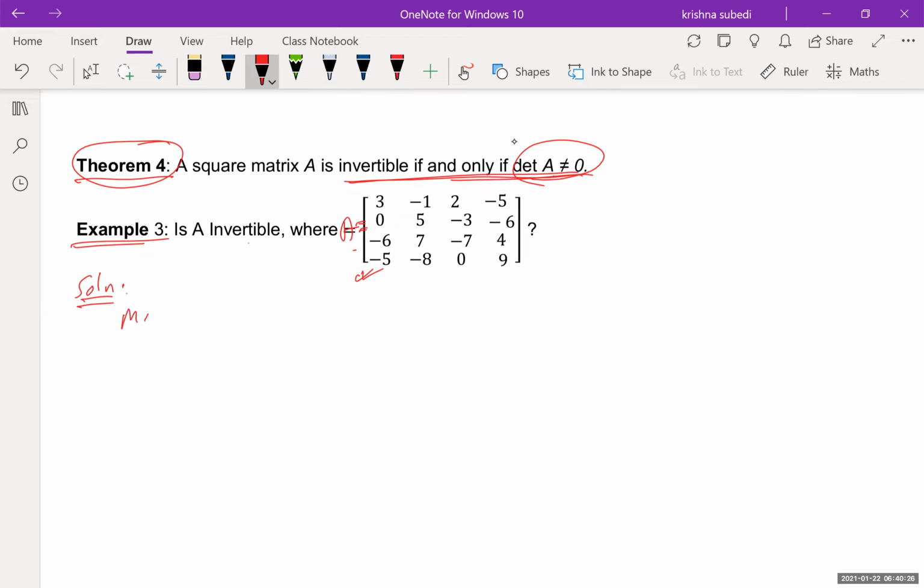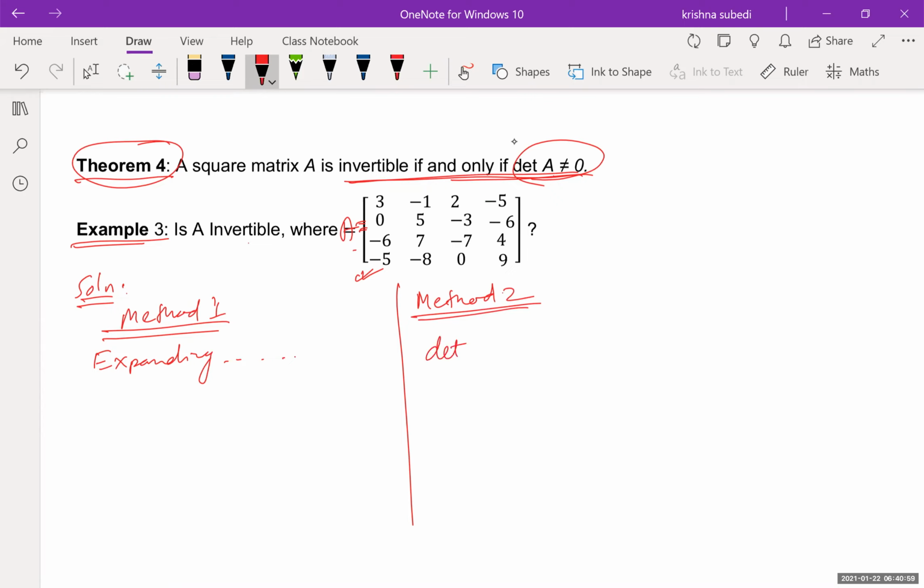So method 1 is expanding along the first row, first column, second row, second column, third row, third column, fourth row, or fourth column. You can expand along anything. Now this one I leave to you. Try this by yourself. We have done that in our last class. Now in this case, we just want to use a little bit of the properties, okay? Let us play around a little bit.